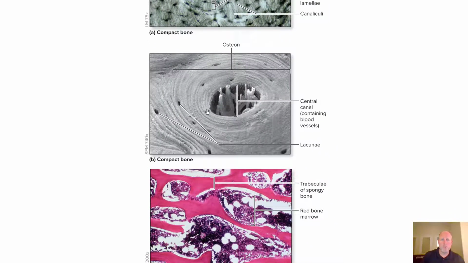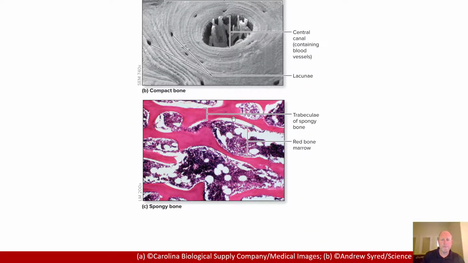And we get more of a view through a microscope here. Another one here, seeing a central canal with the osteon. And the central canal again contains those blood vessels in the middle, and the lacunae here. You can see those little open locations there, or appearing to be open. And then in spongy bone, we have trabeculae, or the spongy bone, and the red bone marrow.